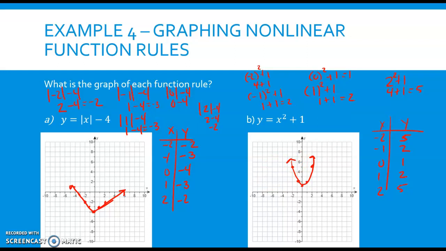And so that is how we are graphing anything that's nonlinear. These are not linear because they do not create a straight line. They are not increasing by the same number every time or decreasing by the same number every time. But we use a table to graph our functions.